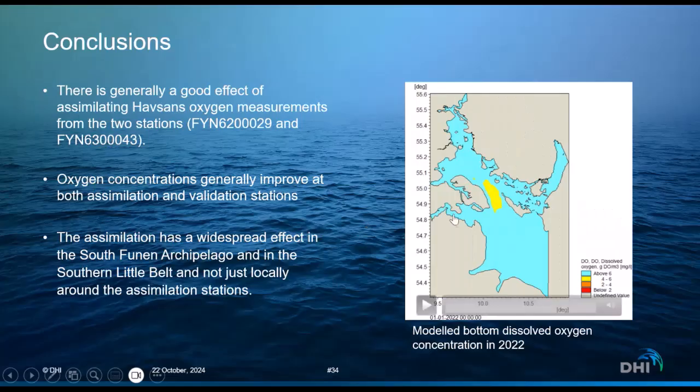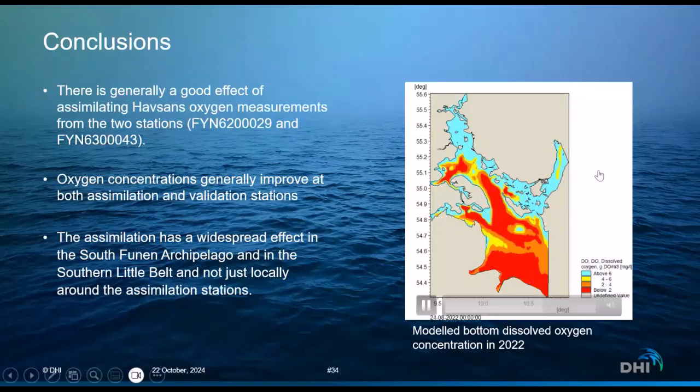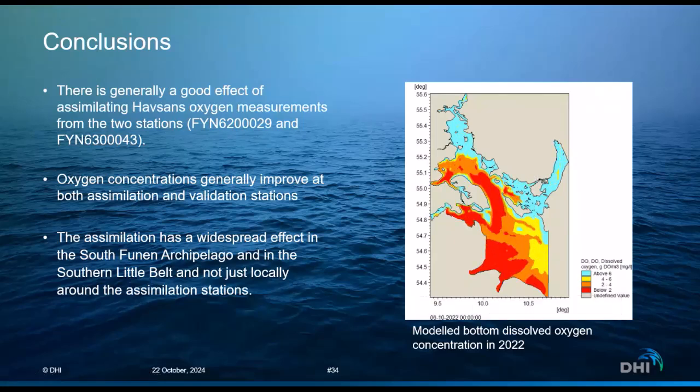And that was the results we have from assimilating on dissolved oxygen. And to sum up, we can conclude there's generally a good effect on assimilating Havsands oxygen measurements from the two stations. Oxygen concentrations generally improve at both assimilation and validation stations. The assimilation has a widespread effect in the South Funen Archipelago, in this area here, and in the southern Little Belt, and not just locally around the assimilation stations.